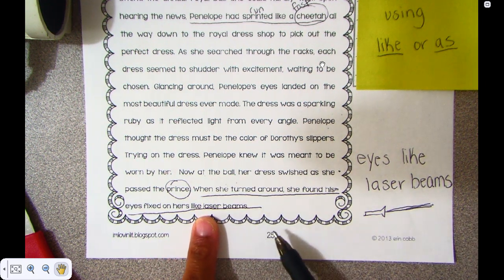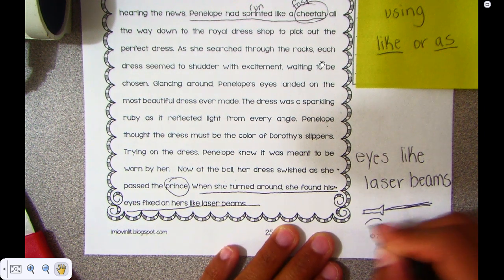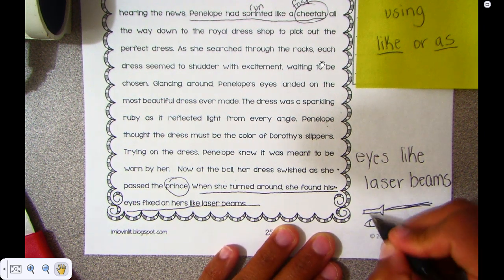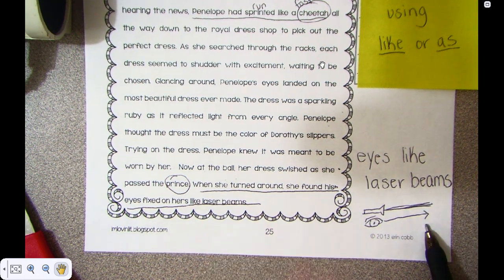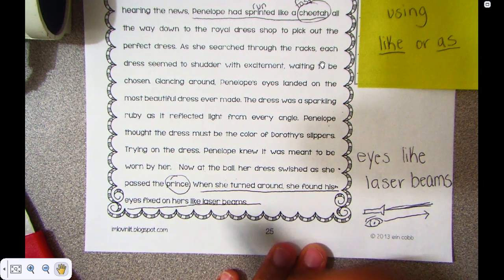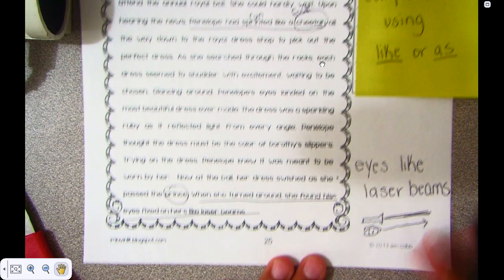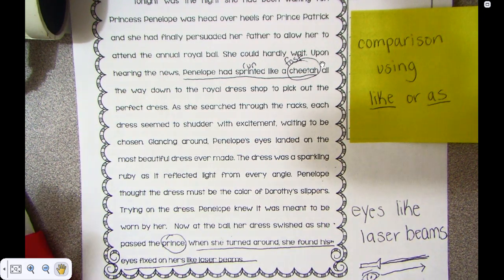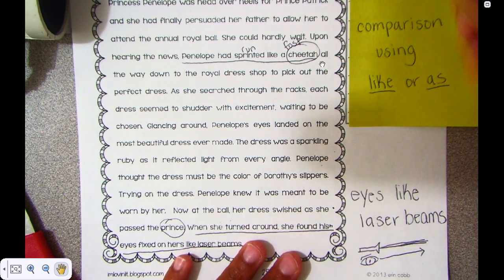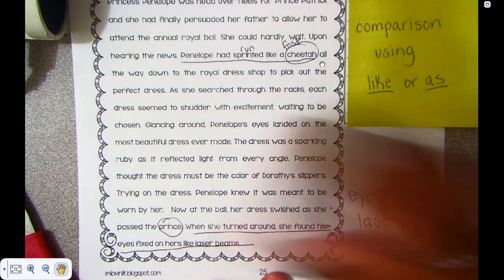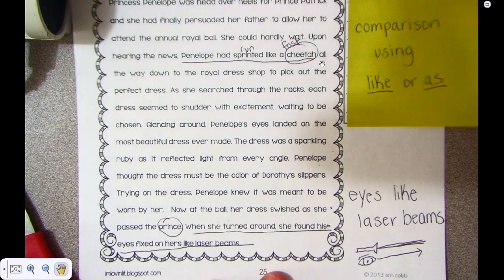So I'm thinking his eyes, so here's the prince's eye, they must be fixed on or staring straight at the princess. So we can tell he must maybe have something about her that he finds fascinating. He can't look away. So let's do a little bit of practice, because now we found our two similes. The first being she had sprinted like a cheetah, and the second was she found his eyes fixed on her like laser beams. I love those two. Those are really good similes.